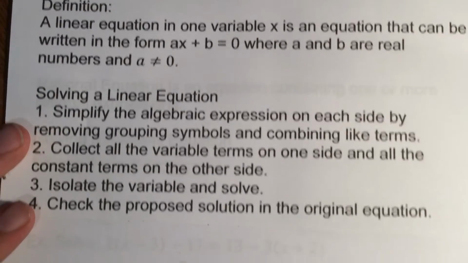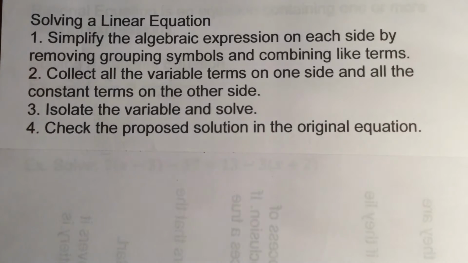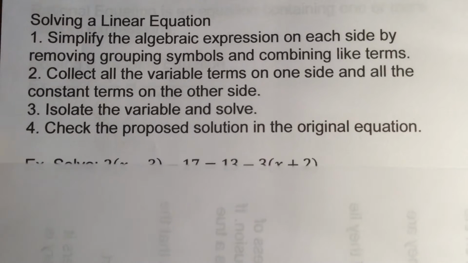So when we're solving a linear equation, you want to simplify the algebraic expression on each side by removing any grouping symbols, combining like terms. Get all the variables on one side, all the numbers or the constant terms on the other side. Get the variable by itself, solve. And then you want to check that solution.